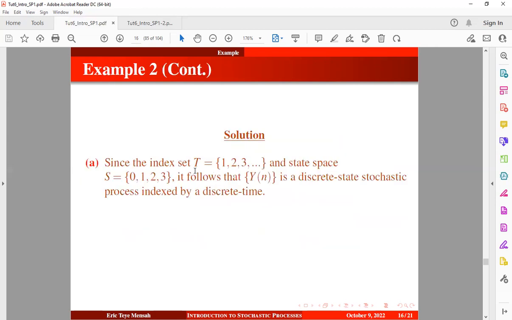Since the index set T is going to be countably infinite, and the state space is also going to be finite, it follows that Y index n is going to be a discrete state stochastic process indexed by a discrete time. All right, so let me try and picture this for you.